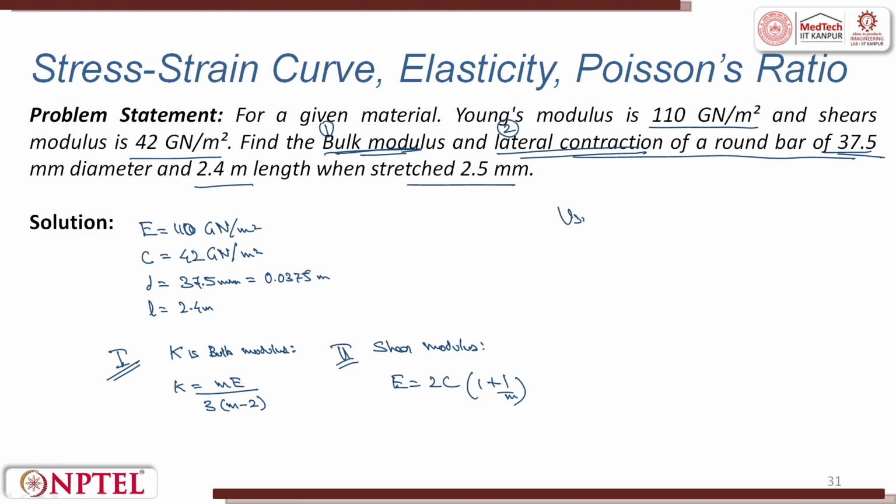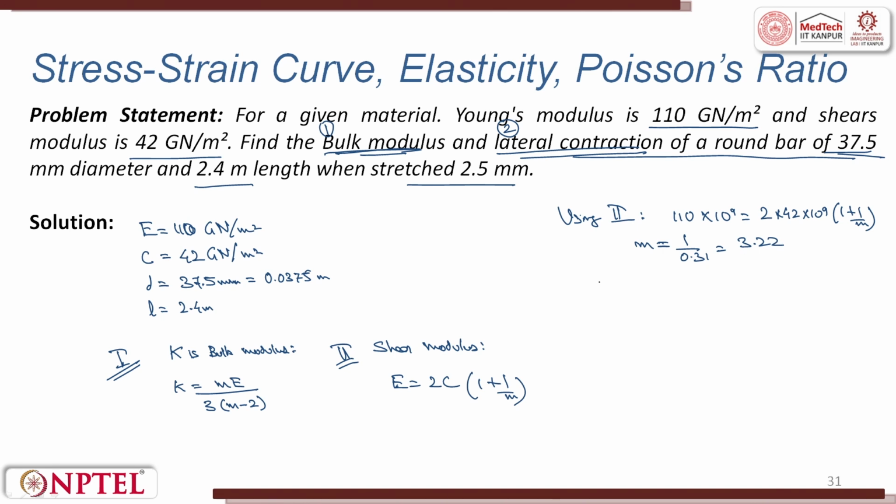So using relation 2, I just put in the values. E is 110 giganewton, I'll convert this into Newton, into 10 raised to power 9. This is equal to 2 into C. C is 42 giganewtons, that is 42 into 10 raised to power 9, into (1 plus 1 by M), right. So this gives me the value of M. If you solve this equation, it will give you M is 1 by 0.31, which is equal to 3.22.